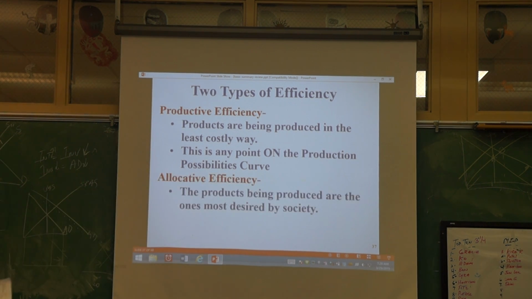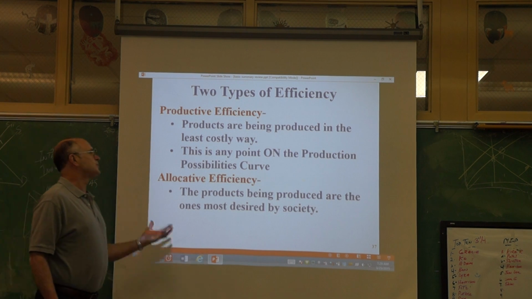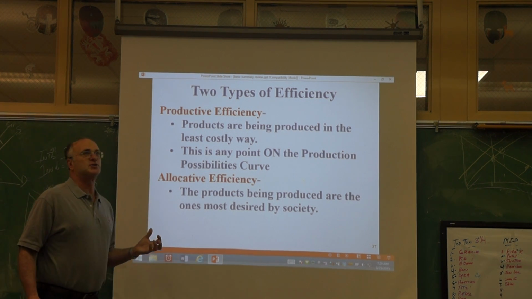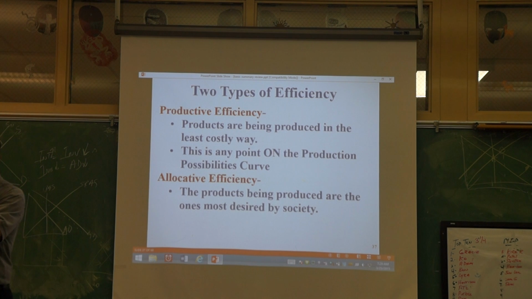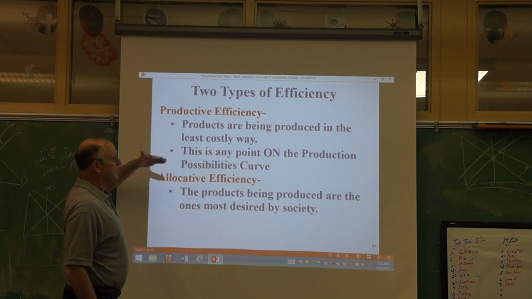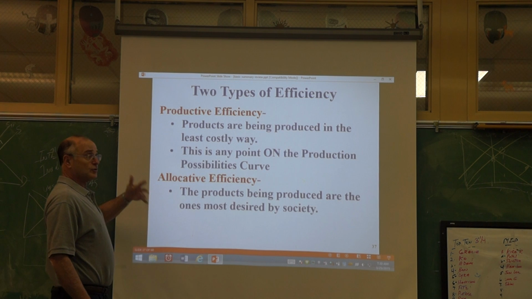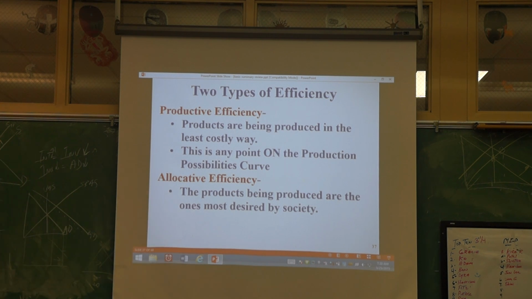Allocatively efficient is the products that are being produced are the ones most desired by society. On the production possibilities curve, you cannot figure out what's allocatively efficient. Okay? So you only know productively efficient, cannot figure out allocative. In our graphing, it's where MC crosses demand.